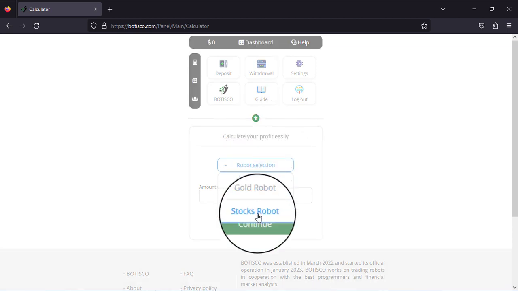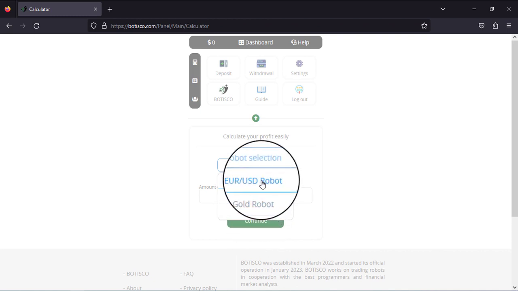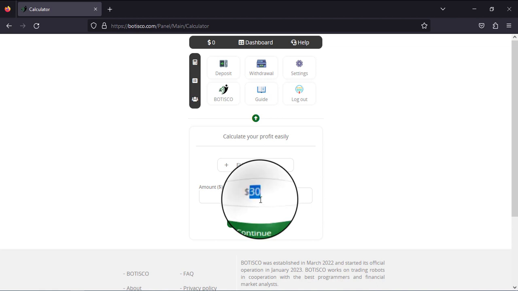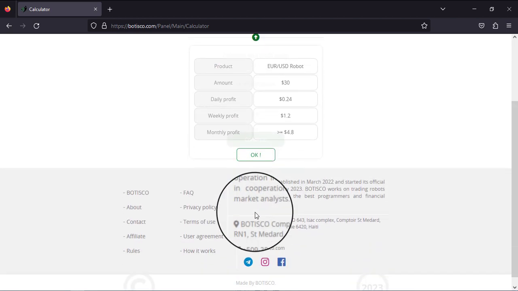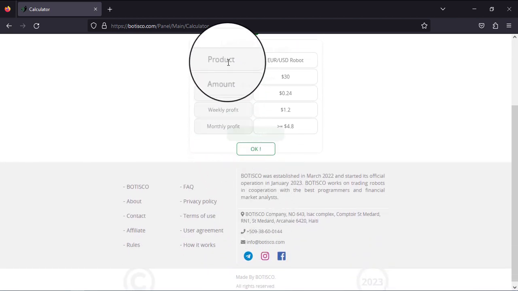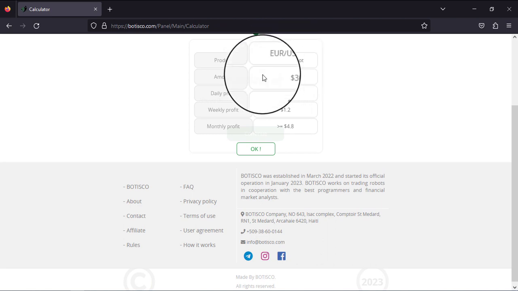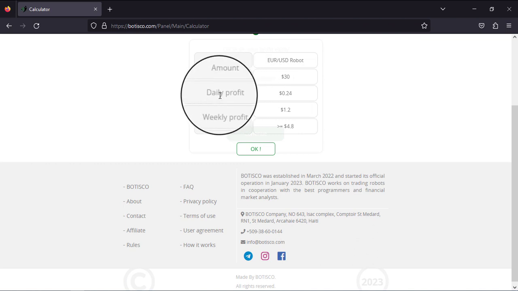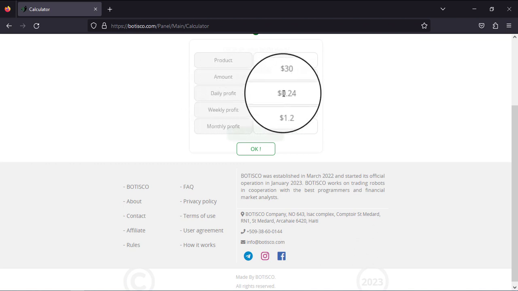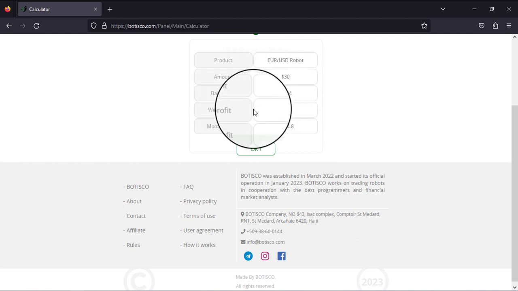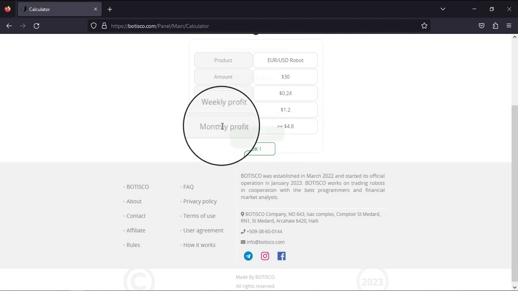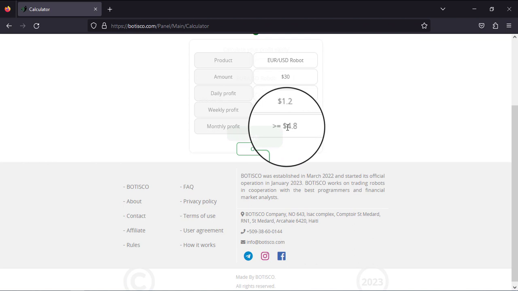Choose your desired product. Enter the amount of capital you want. You can see with $30 capital, your daily profit will be 24 cents. Your weekly profit will be $1.20. And your monthly profit will be at least $4.80.